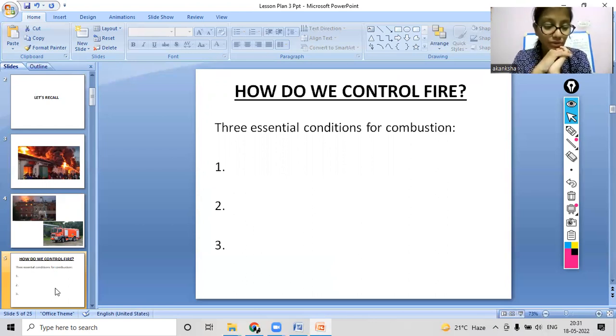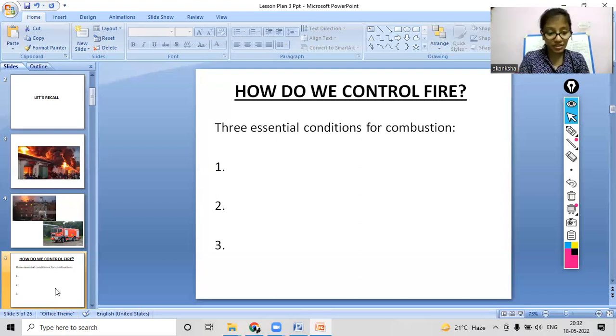Yes, I can see the right responses. The three essential conditions for combustion are: first, there should be an inflammable, combustible substance around it. Then there is the presence of oxygen, and third was the ignition temperature, right? These were the three essential conditions for combustion. You all answered it correctly. This means that you were listening in the earlier classes.